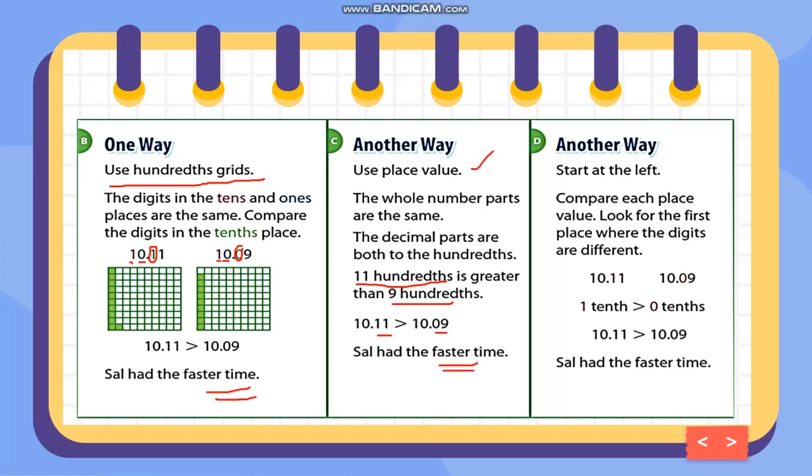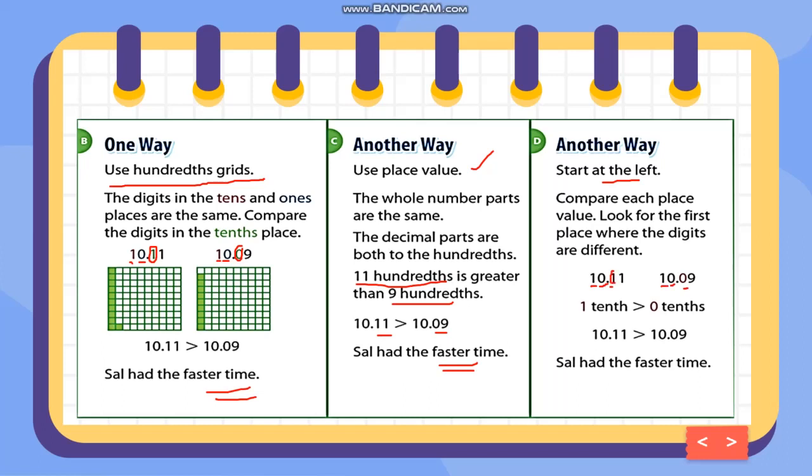Another way is to start at the left. Start comparing each place value and look for the first place where the digits are different. Starting from here, 1 and 1 are both 1, so proceed to the next. 0 and 0 are both 0, proceed to the next. We have 1 and 0, so that is the first place where the digits are different.